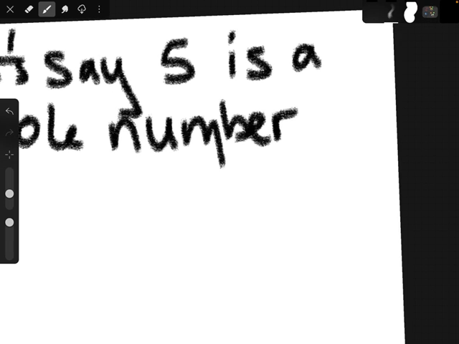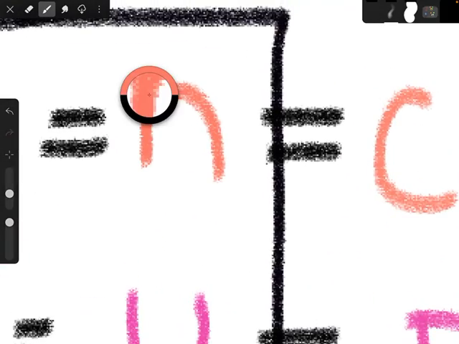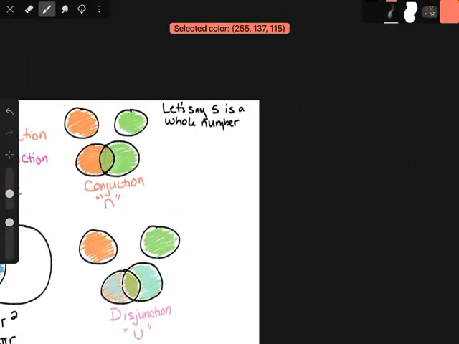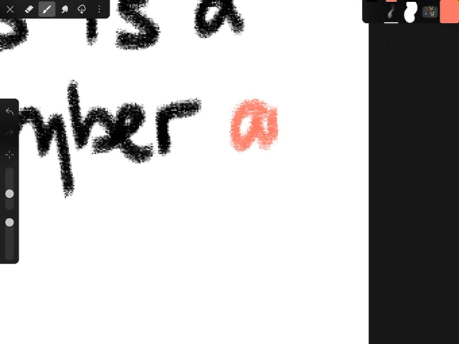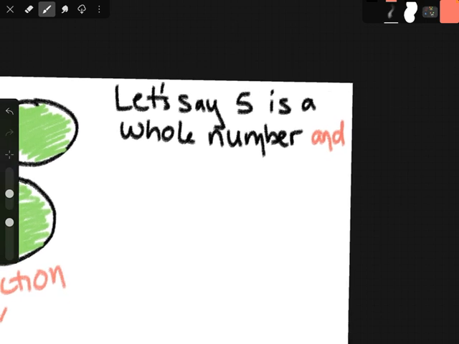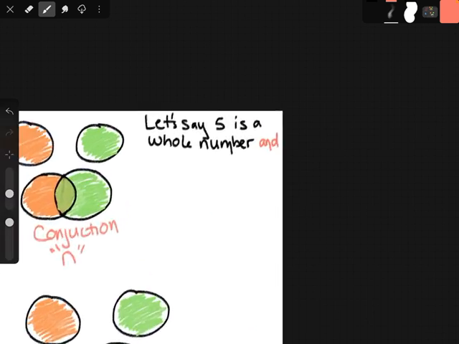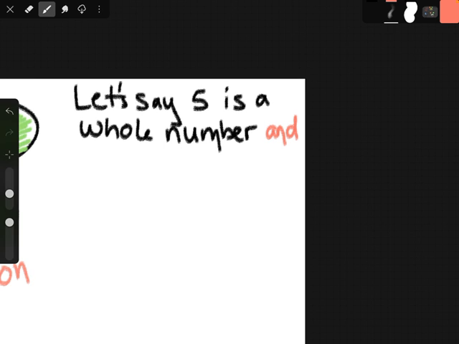And so there's that "and" symbol. I need that "and" in color, right? Just like English, guys, just like English. And so yes, you need to be okay at English to be okay at math. English and math go hand in hand. Don't worry, I'll help you out. Let's say 5 is a whole number, right?